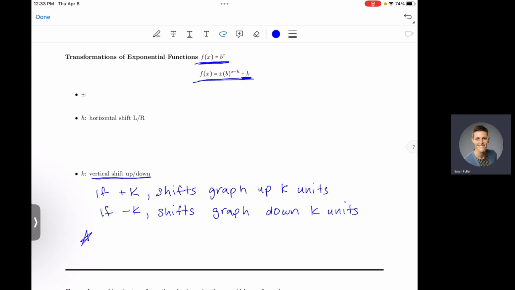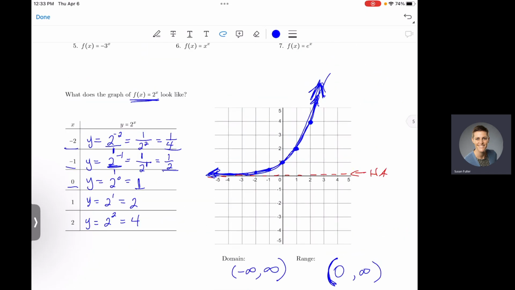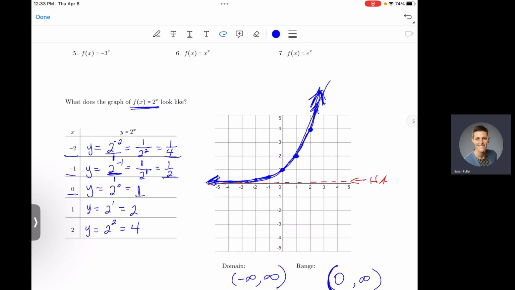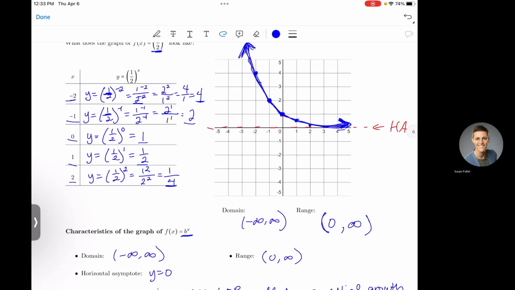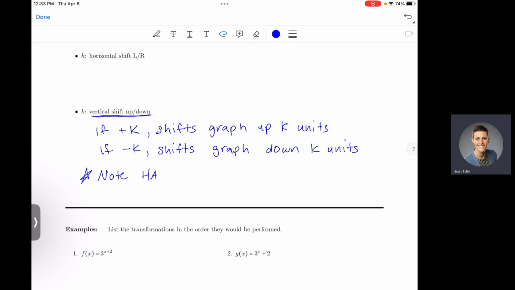One thing I want to note here while we're here is when you shift this graph up and down, so if we come back up here to one of these graphs, let's just go to 2 to the x. If I take this whole graph and shift it up vertically, let's say 2 units, the horizontal asymptote will move up and down with the graph. So that's just something I want to make a note of: your horizontal asymptote shifts up and down with your graph.